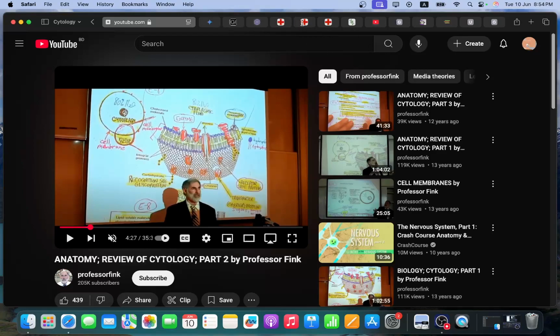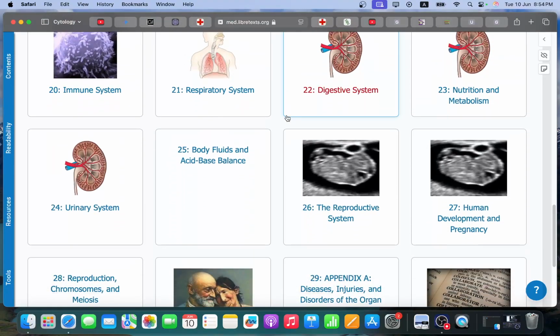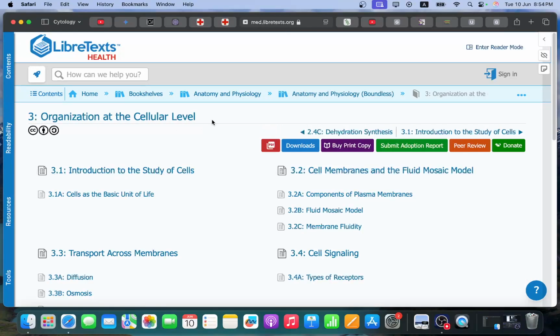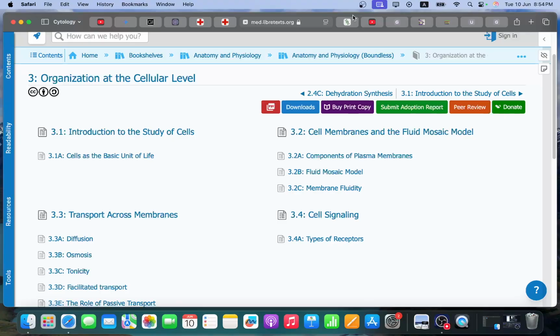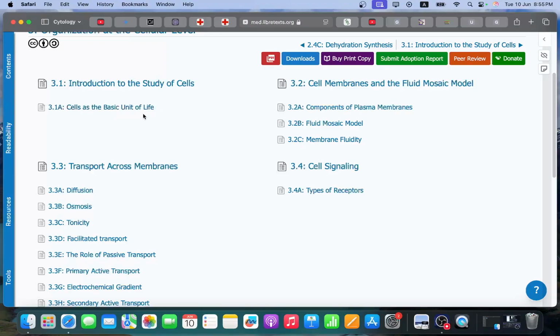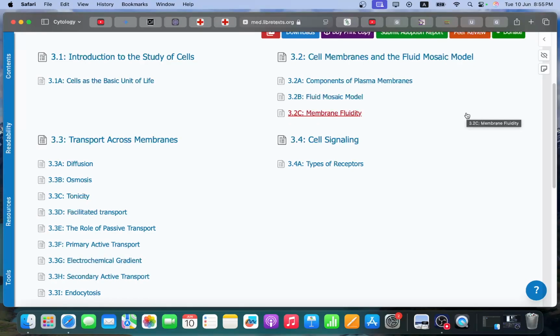That would be amazing. But in any case, this is an extensive read, this book, if I want to read it. This is chapter 3. It deals with organization at a cellular level. So, an introduction to the study of cells as the basic unit of life. 3.2 is the cell membrane and fluid mosaic model. We are dealing with the fluid mosaic model right now. Components of the plasma membrane. Let's read.